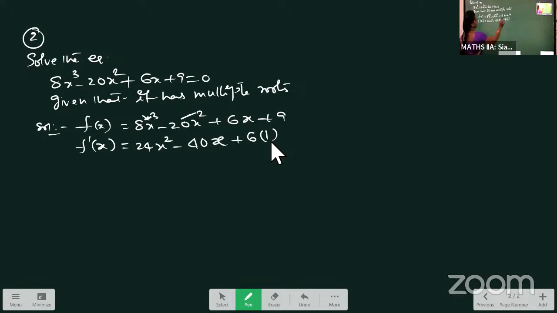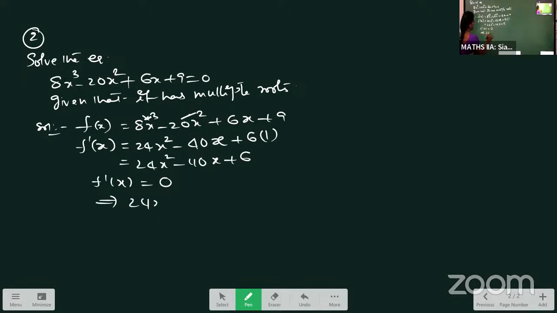And the derivative of 6x is 1. Then what we got here is 24x square minus 40x plus 6. Now what to do? Make f dash of x equal to 0. Then this will become 24x square minus 40x plus 6 is equal to 0.